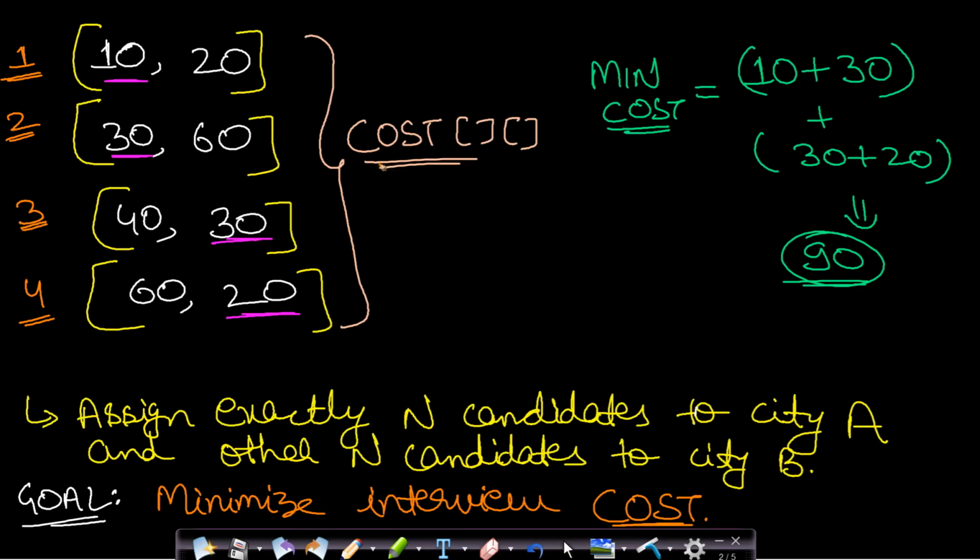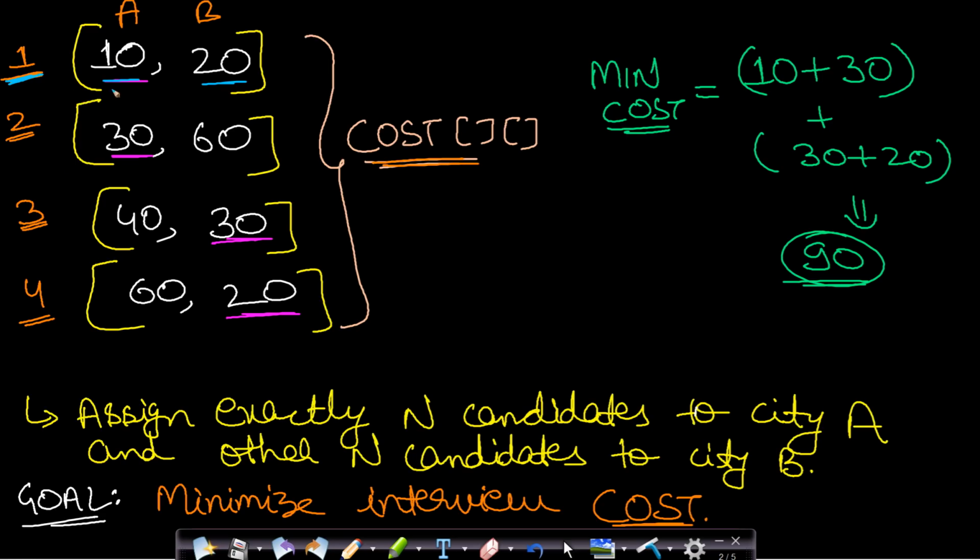We are basically given the cost array, which is an array of pairs, and each pair has two elements, denoting the cost for a given candidate i going to city A or going to city B. So if you pick candidate 1, this denotes that the cost of traveling for candidate 1 to city A is 10 and to city B is 20, and like this for each and every candidate we are given the cost matrix.